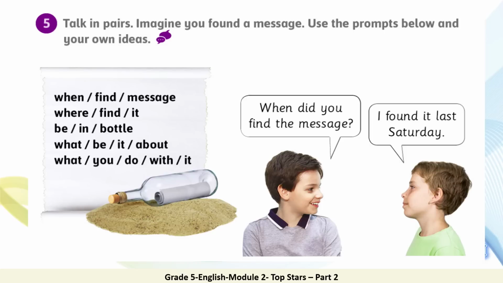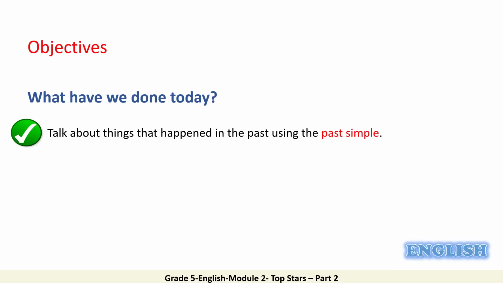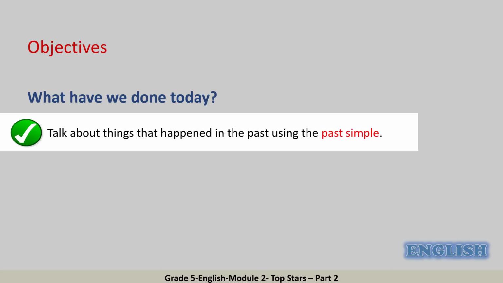We've come to the end of our lesson today. I just want to remind you of what we have done today. We have achieved one objective. Talk about things that happened in the past using the past simple tense.